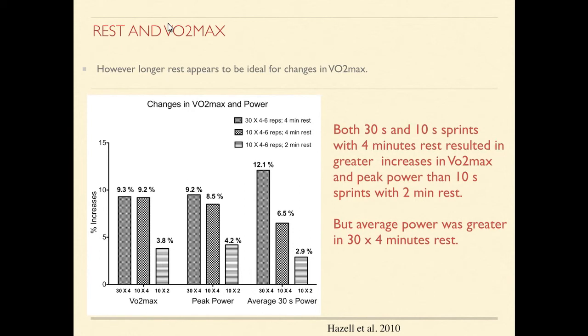If you look at the 10-second sprints for 4 to 6 reps with 4 minutes rest, they also got a 9.2% increase in VO2 max. But when they only rested 2 minutes, they only got a 4% increase, or 3.8. And it's likely because to increase VO2 max, you need every single sprint to be maximal to drain the system of PCR to the greatest extent. So for VO2 max, it's all-out high-intensity sprints with longer rest periods, like 4 minutes in length.